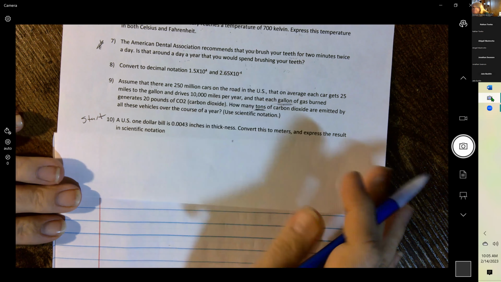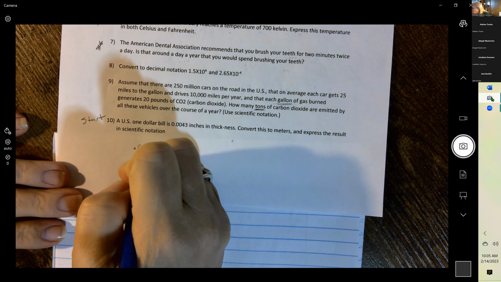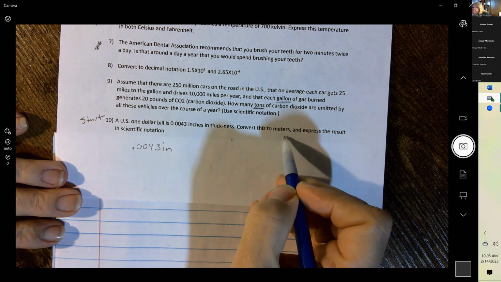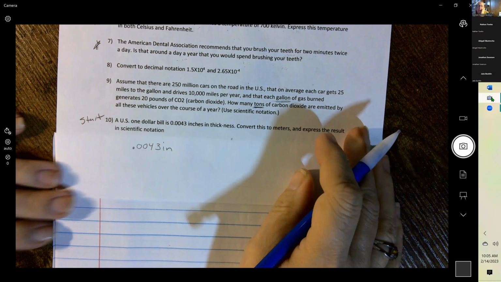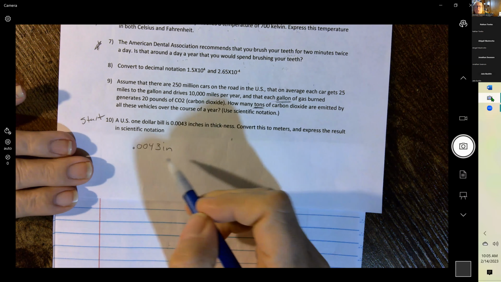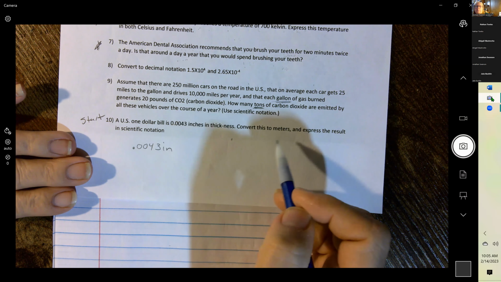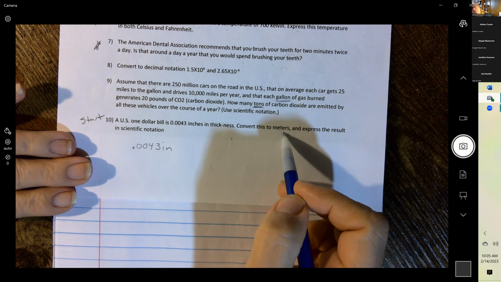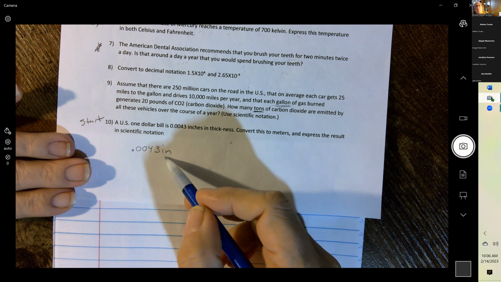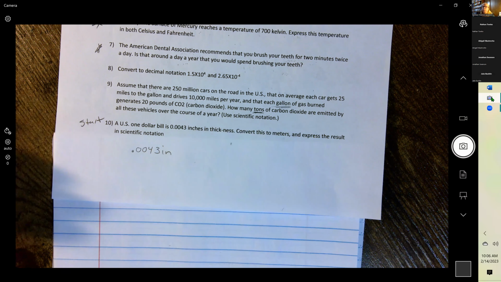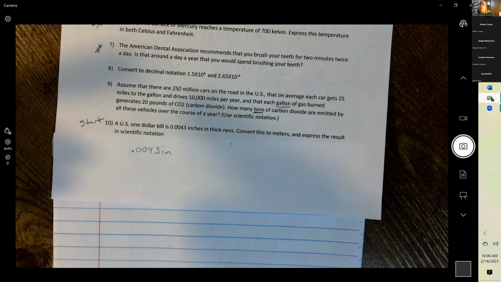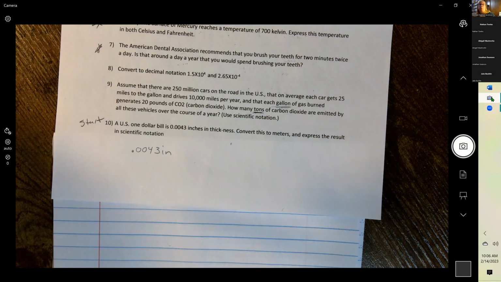A US dollar bill is 0.0043 inches thick. Convert this to meters and express the result in scientific notation. Well, meters, and we have inches. We know feet to meters, and we know inches to feet, so we could make inches feet and then feet meters. So you want to find out what they have in common. If you can't go right from inches to meters, find out what unit you know both ways.